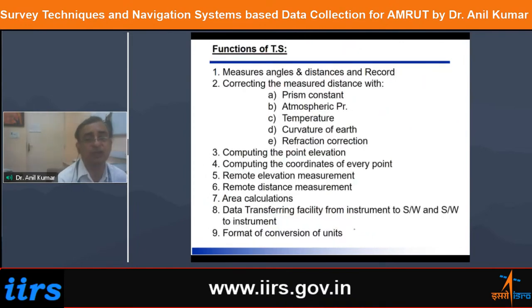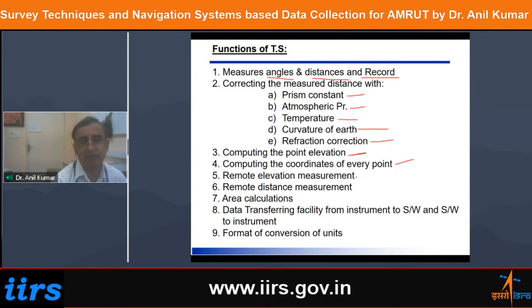Function of total station: it can give you the angles as well as distance, and it can record them, correcting the measured distance with prism constant, atmospheric corrections, temperature of the surroundings, earth curvature, and refraction corrections due to the atmosphere, since we are covering a large area. It computes the point elevation and the coordinates of every point. It can give you the elevation of any point. You can read it on the screen, and you can store it. It can compute the coordinates XYZ of every point which is measured.